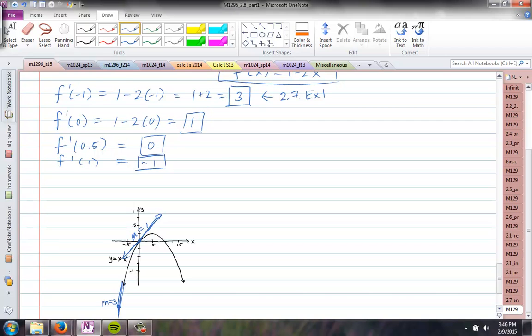I threw in the 0.5 because we got 0, which means there's a horizontal tangent line here. And then finally f of 1 is about right here, and the slope there is -1 for that tangent line.